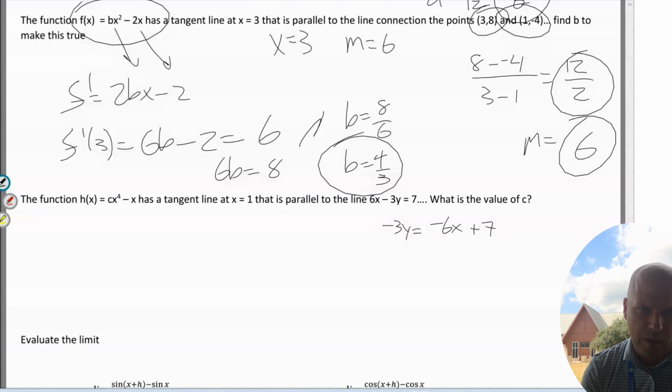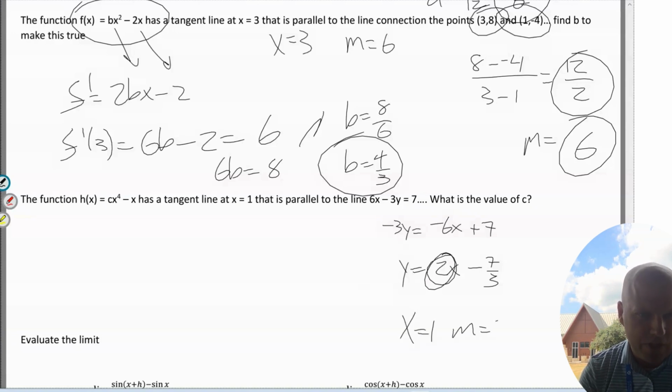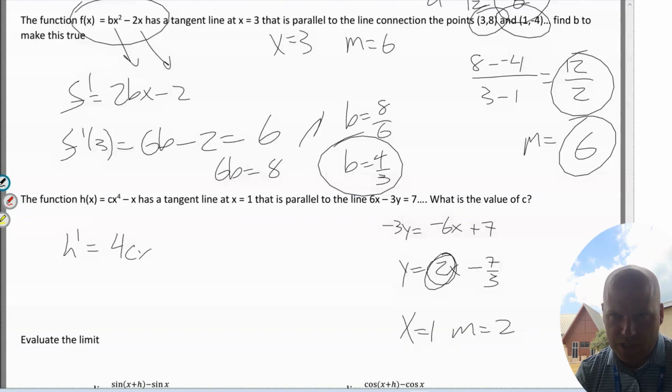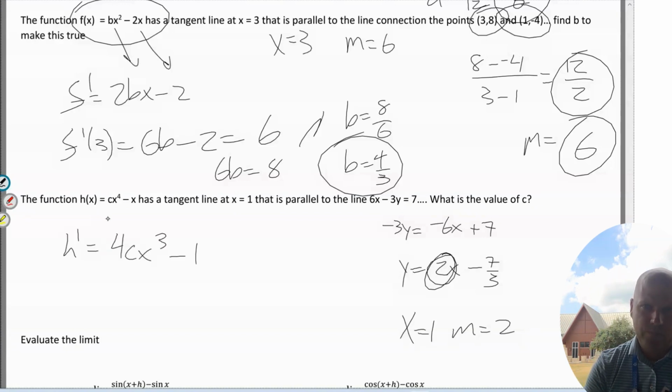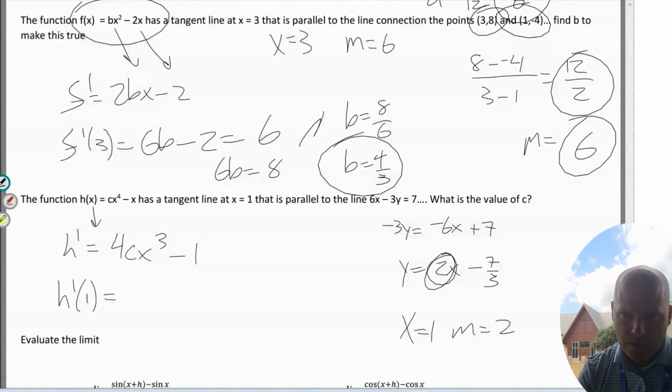Hopefully you guys remember y equals mx plus b. So you have to solve for y to see the m. Or if it's in point slope, you see the m. So this m is 2. When x is 1, m needs to be 2. What is the m equation? This is the m equation for h. When x is 1, my m needs to be 2.